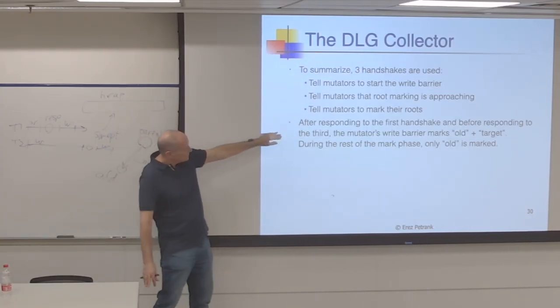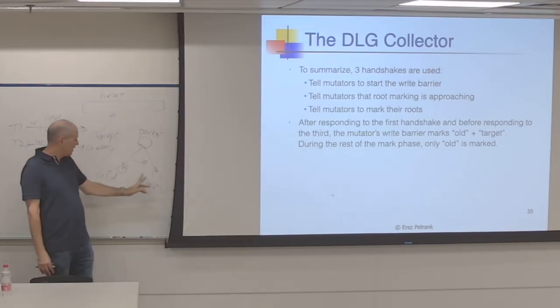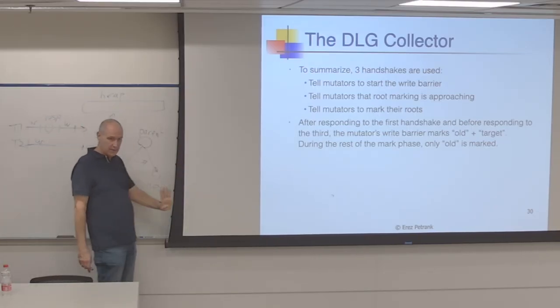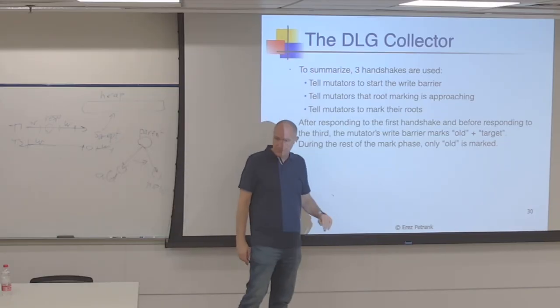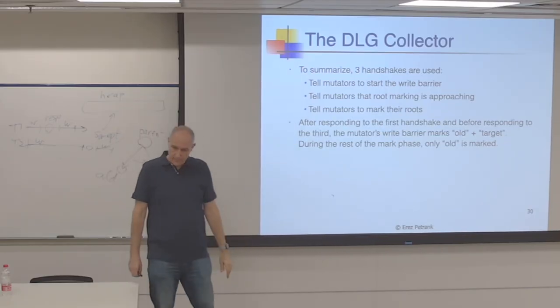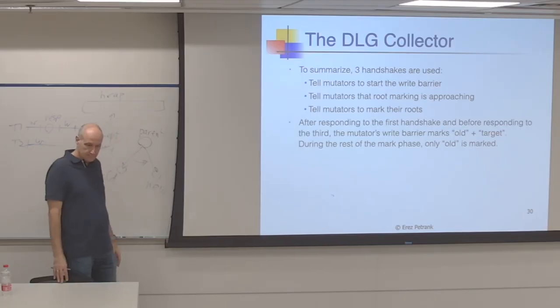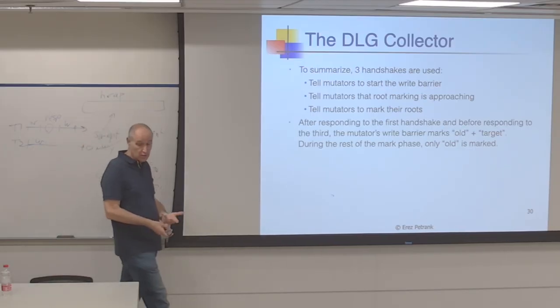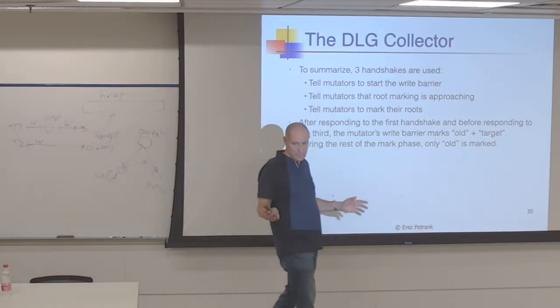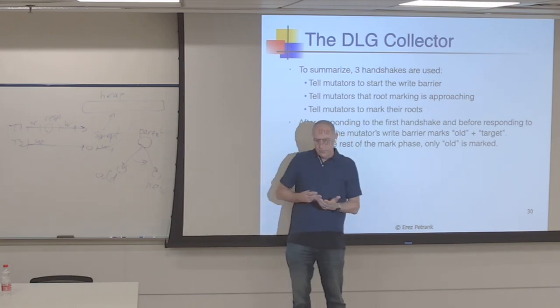And this works with three handshakes and shading. So between the first and the third handshake, you shade both old and new. And this works. Shading both old and new also works if you always shade, but this is work you don't want to do.